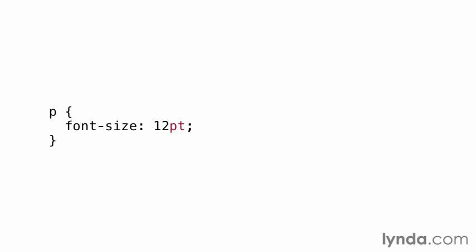PT is for points. It's a typographic measurement. There are 72 points in an inch, and 12 points is 1 pica, which is PC. An M is another typographic measurement. It's equal to the current font size. So if you've got a 12-point font, 1M is 12 points. If your font is set to 32 points, then 1M will be 32 points.